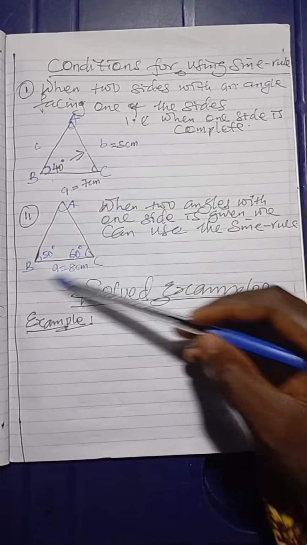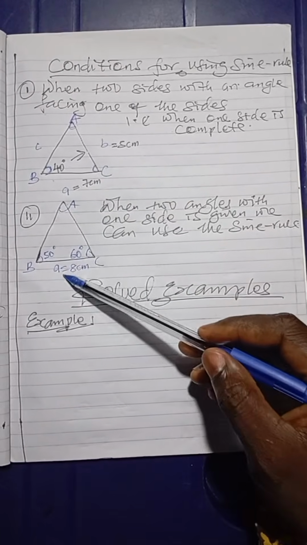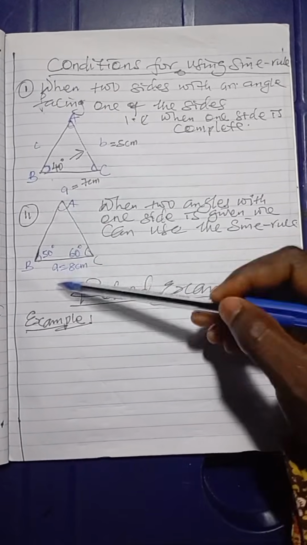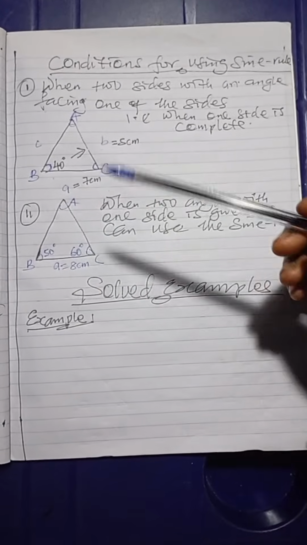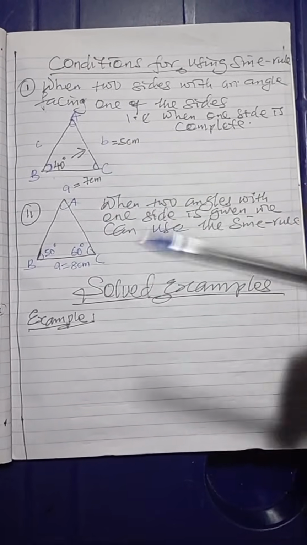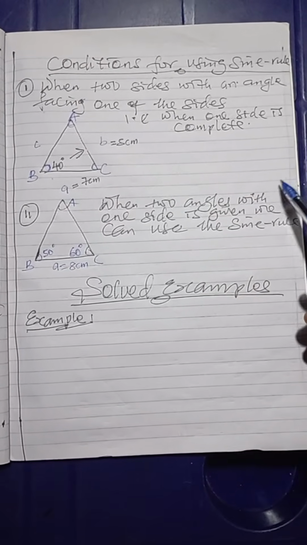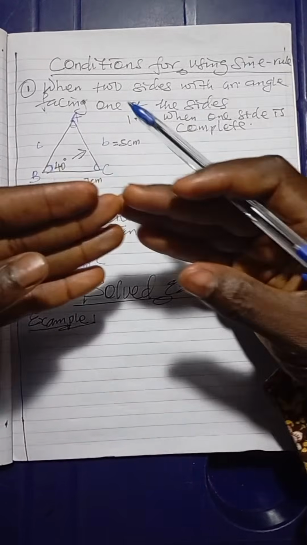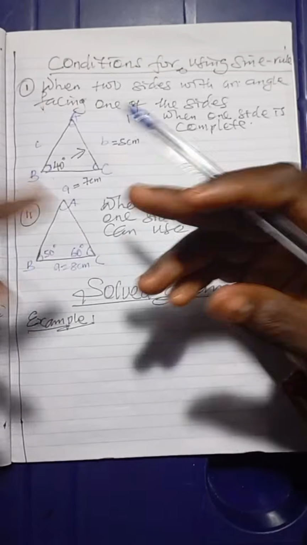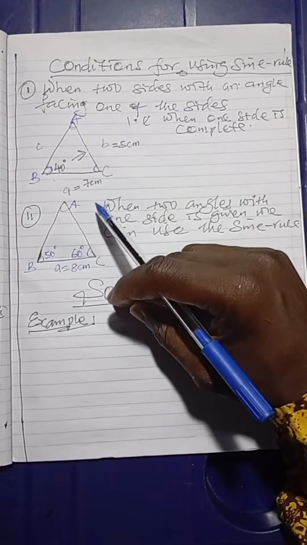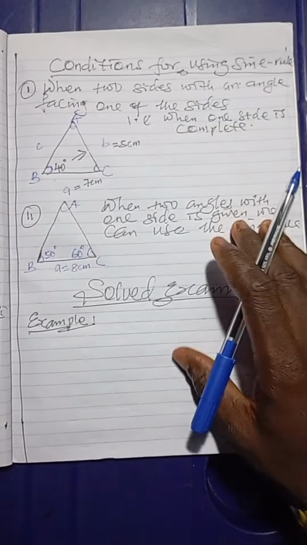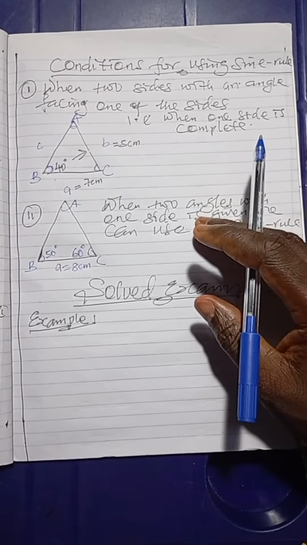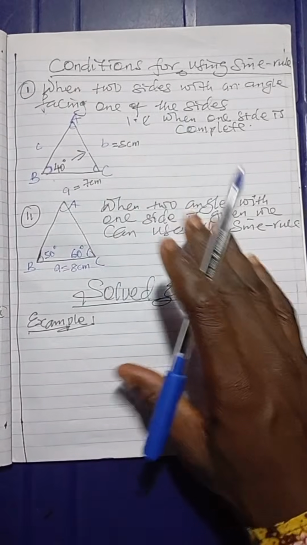Here, we have two angles with just a side. Remember, from here, you can easily find this angle, and then this one is complete. So majorly, to use sine rule, one of the sides must be complete. But in cosine rule, we have when two sides are given with an included angle in between the two sides. Secondly, when all the three sides are given. I will go into detail for that when we are considering cosine rule. All right, so let's just concentrate on sine rule.